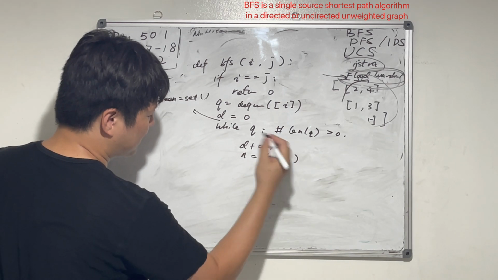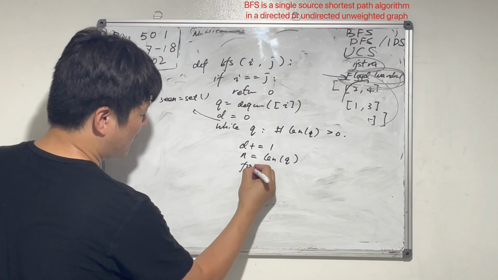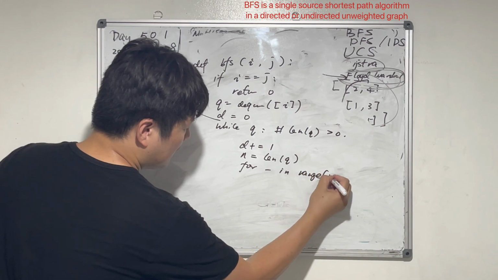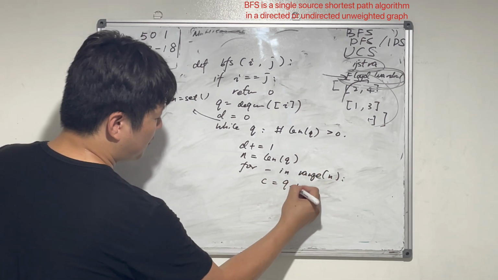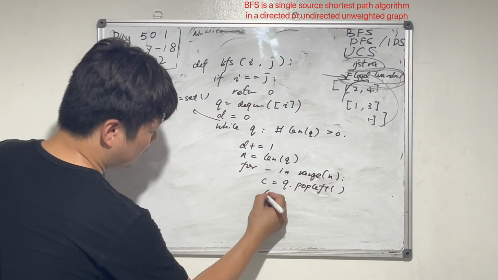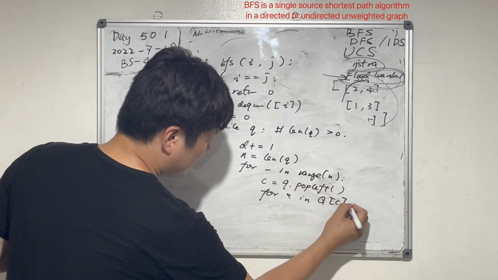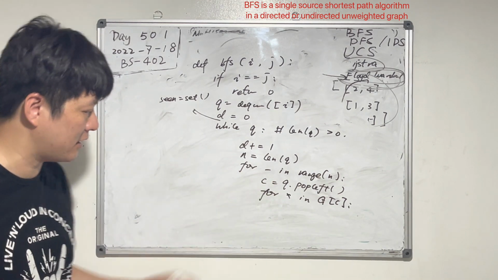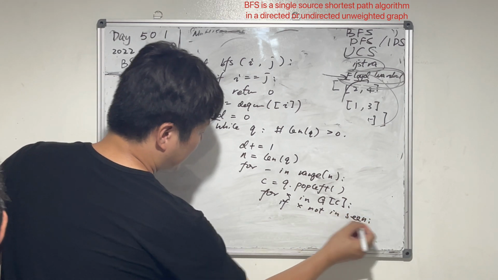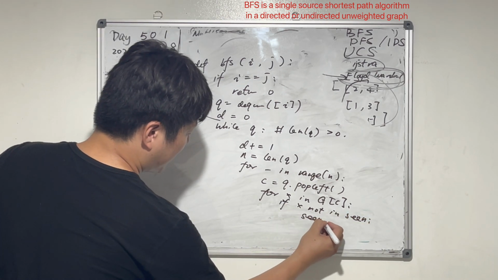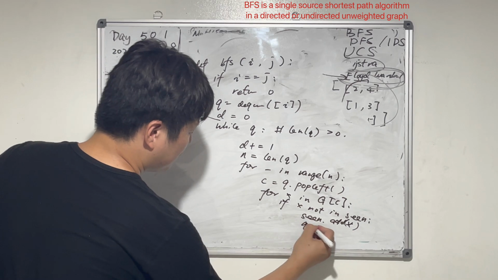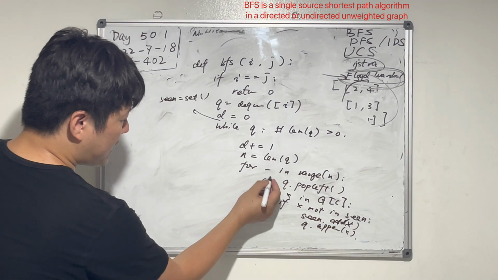This is the number of the nodes in the next level. So for n, we need to take n items from the queue, in range n. c equals q dot popleft. We take 1 element from the queue. Then for x in g[c], g[c] means the vertices that connect to c. So if x not in seen, right? We haven't visited it. The first thing is to put it in the seen set, add x, right? And then q dot append x.